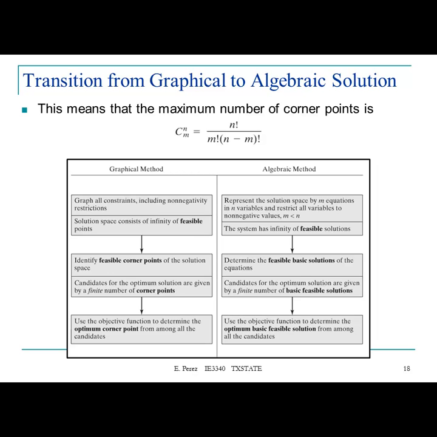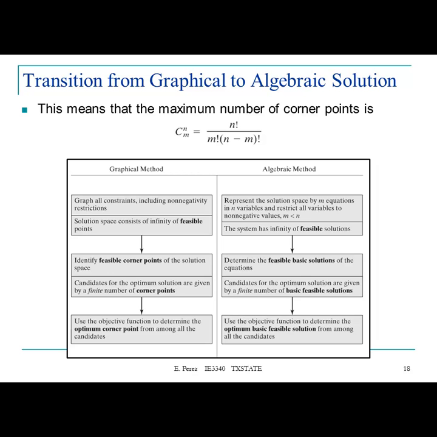So this means that the maximum number of corner points, we can find that number by using this expression. Again, n is the number of rows and the number of columns for your system of linear equations. And this figure basically compares the graphical method with the algebraic method and tells you how they relate. So we can go through it.